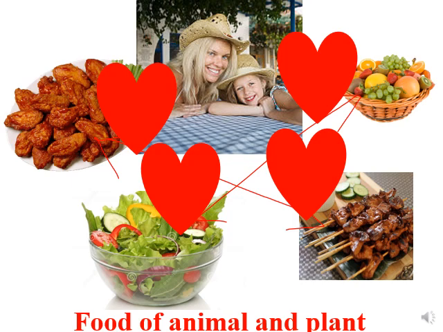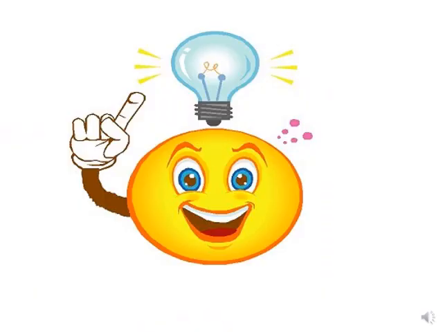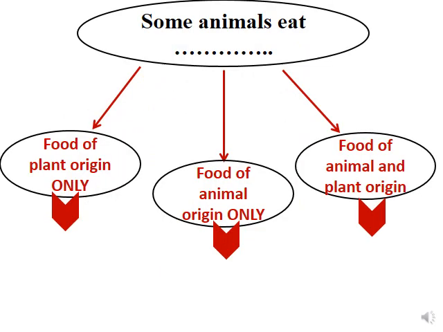And what do we call that consumes food of both plant and animal origin? So here is the first note for this activity. Some animals eat, as we said, food of plant origin only, while others consume food of animal origin only, while some types of animals consume food of both plant origin and animal origin.